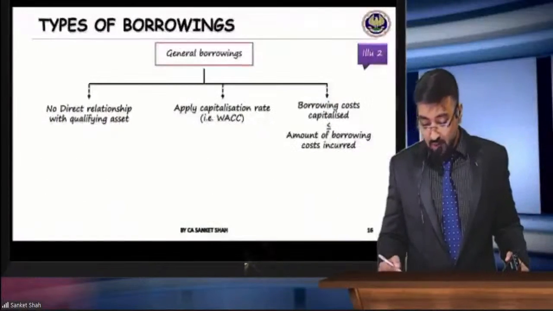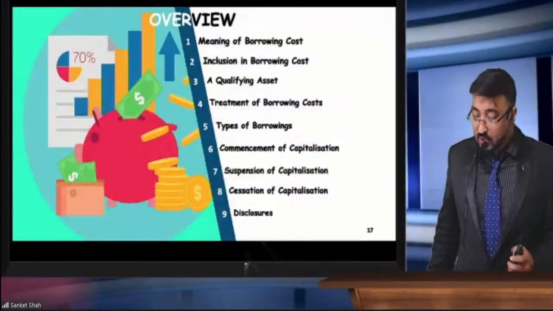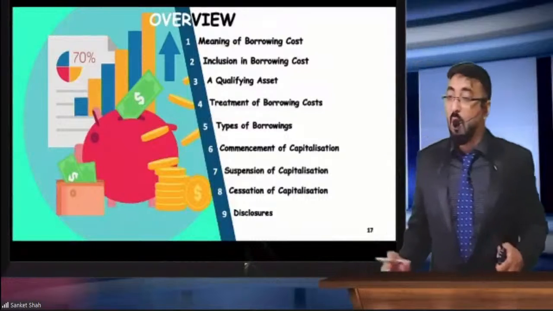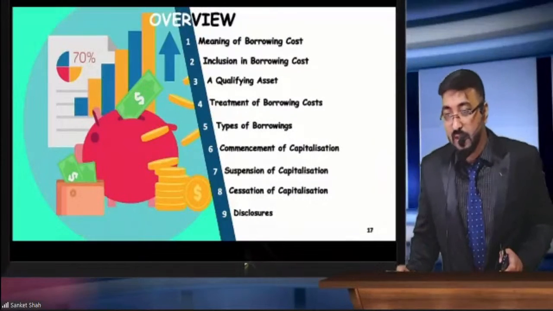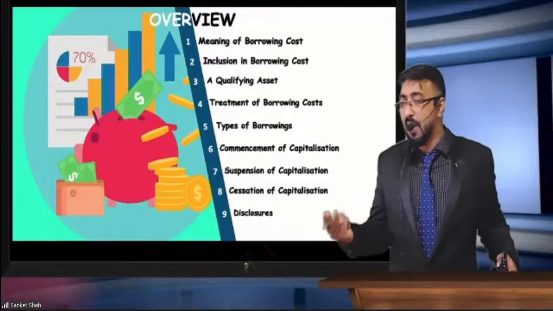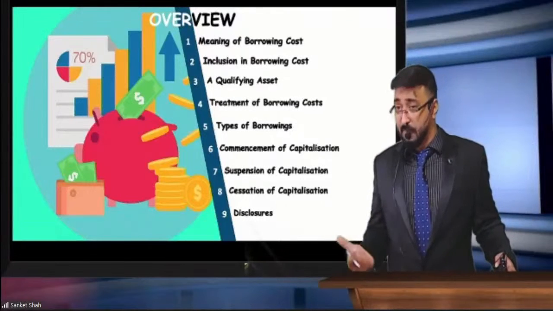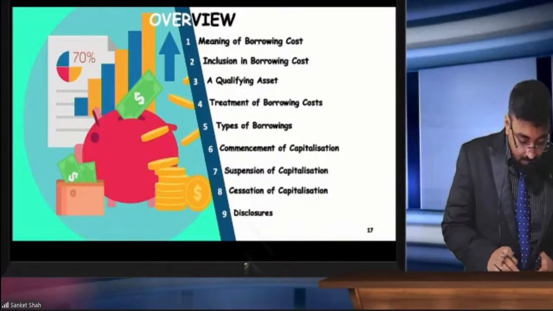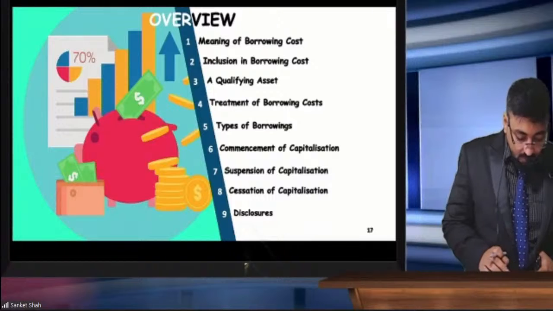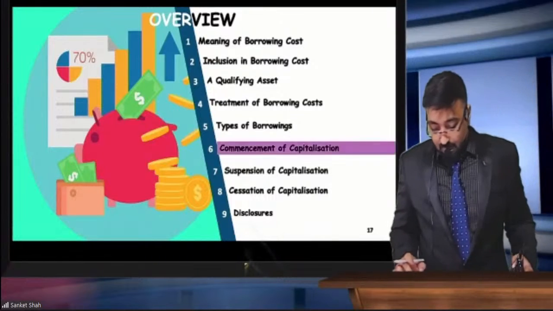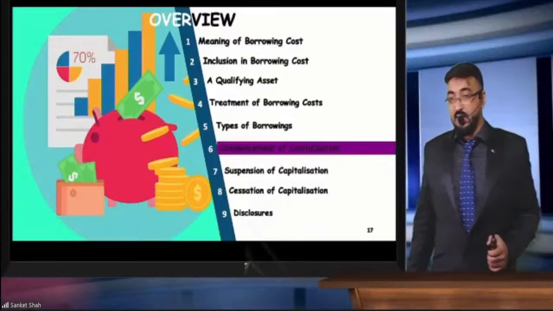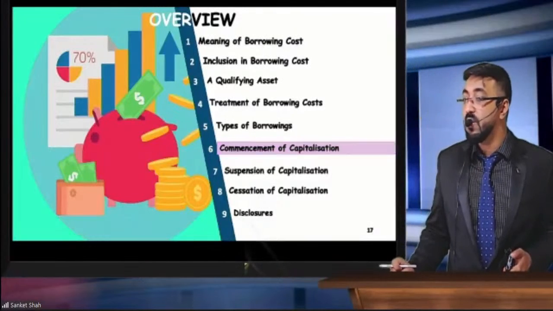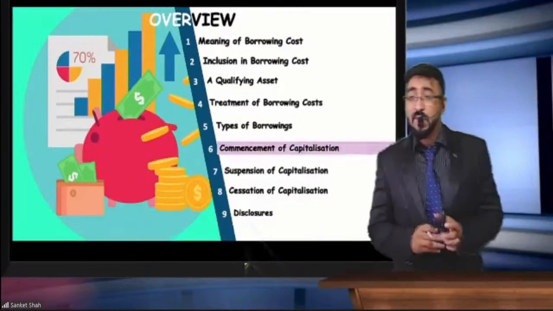Now let's move to the next concept: when to start the capitalization. All important adjustments we have already completed. Now just 3 parts are remaining: commencement, suspension, and cessation. Understand, it's the first chapter only, an old CA final question. Commencement of capitalization. This is concept number 6. Write down concept number 6.